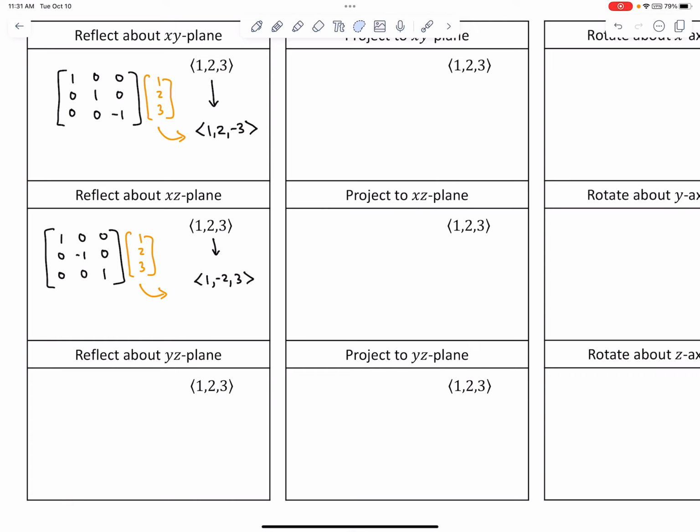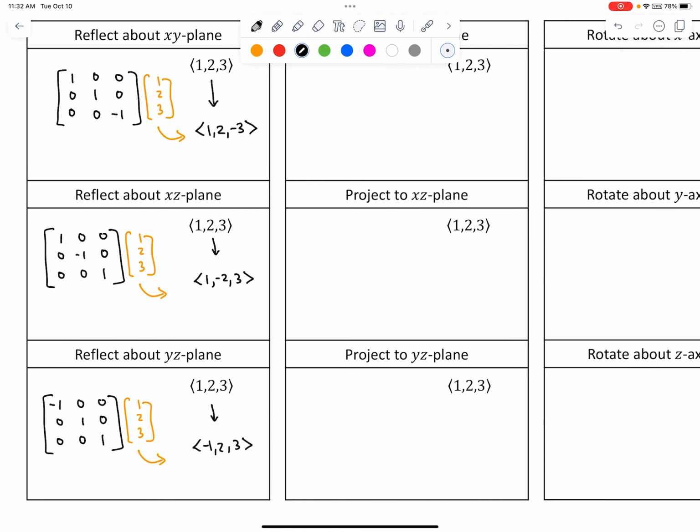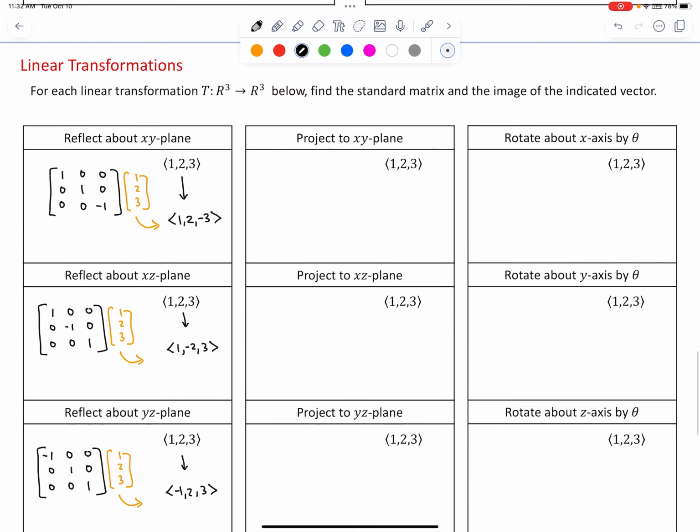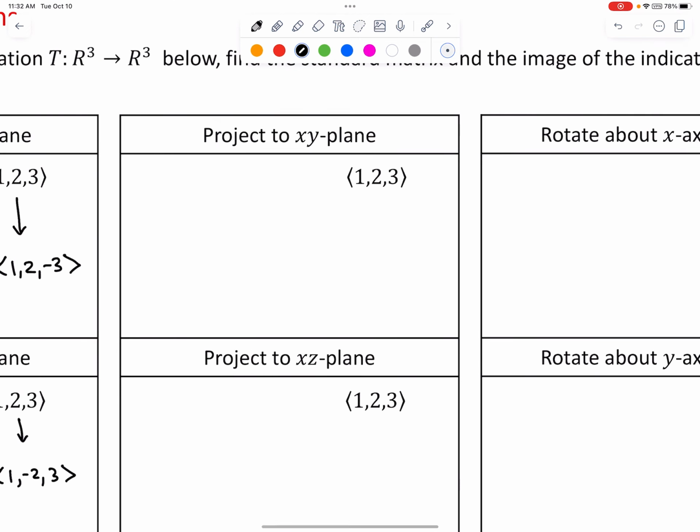You're starting to pick up on a pattern here, and the reflection about the yz plane will have the effect of changing the sign of the x coordinate, so its standard matrix will be as shown here. You multiply any vector by this matrix, and it will have the effect of changing the sign of the x coordinate, which visually is a reflection about the yz plane. All right, let's do projections. If you take a vector and you project it to the xy plane, that basically just means zero out the z component. So this vector 1, 2, 3 should become the vector 1, 2, 0.